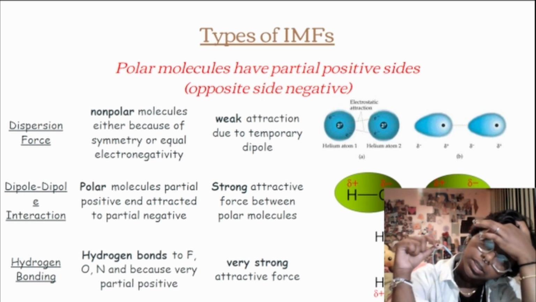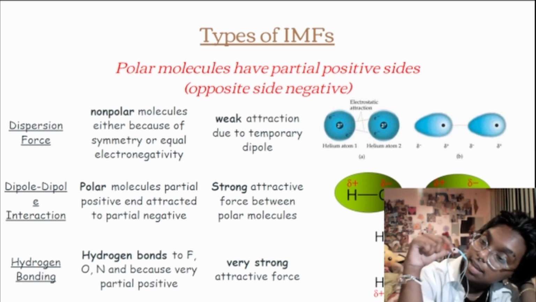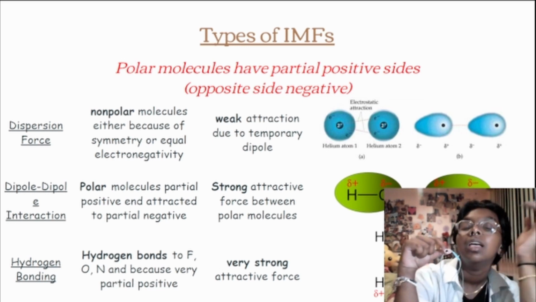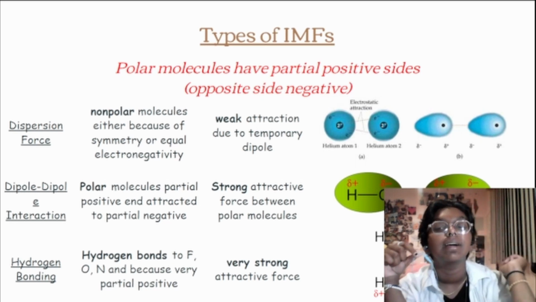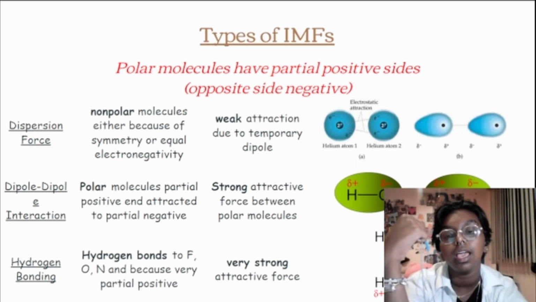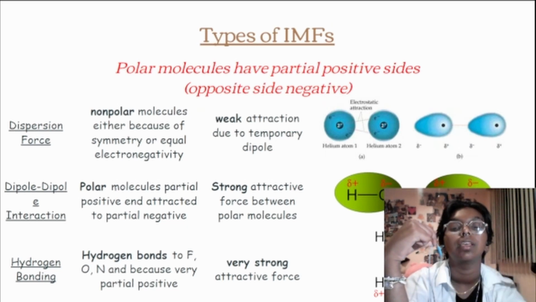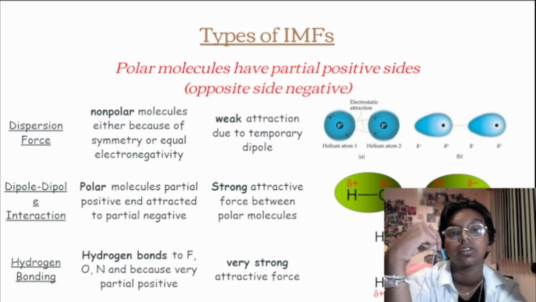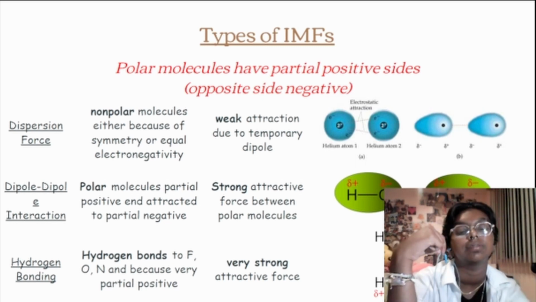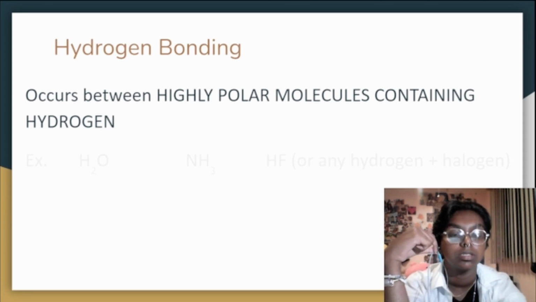So yeah, pretty much the partial positives attract the partial negatives, because opposite forces attract. Then hydrogen bonding, the strongest IMF. It happens when hydrogen bonds to fluorine, oxygen, or nitrogen, and the hydrogen becomes very partially positive, and it's a very, very strong attraction force, the strongest IMF. Hydrogen bonding occurs between highly polar molecules containing hydrogen.